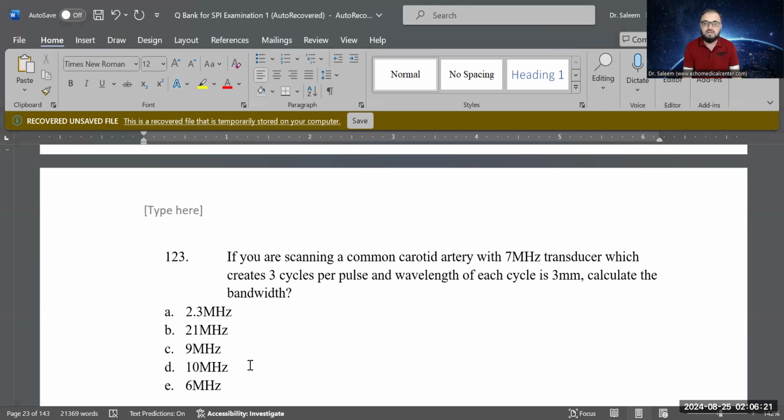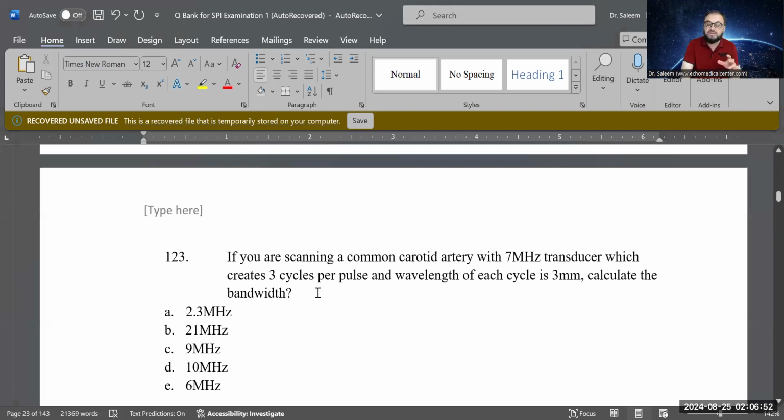Exactly, you're right. It is 2.3 megahertz. Why? Because we have operating frequency, which is 7 megahertz, and then it's telling you it creates 3 cycles per pulse. Now, the wavelength of 3 millimeters is just to make you a little confused. I made this question just to see if you understand the question and if you know the formula. So this 3 millimeter is just extra information. The original information is here: creates 3 cycles per pulse.